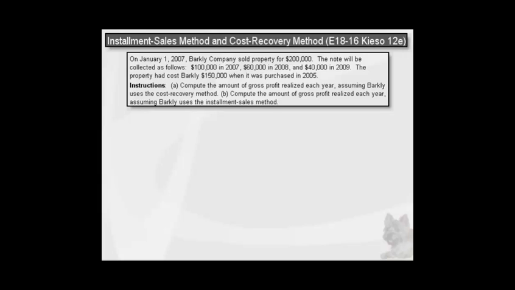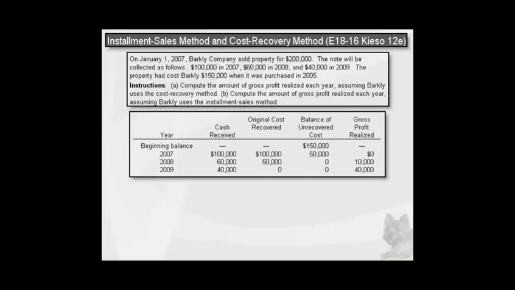Now the instructions are to compute the amount of gross profit realized each year, assuming Barclay uses the cost recovery method, and then compute the amount of gross profit realized each year again, assuming Barclay uses the installment sales method. Okay, we'll tackle the cost recovery method first, and now you see the solution on the screen, and let's walk through it.